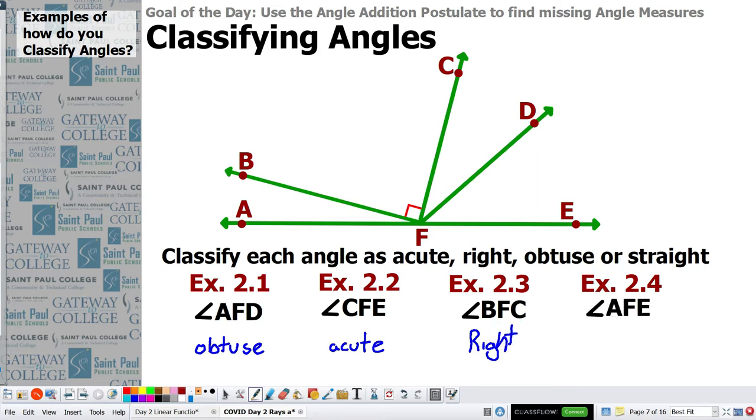And the last one, AFE. Notice that just makes a straight line. That's 180 degrees. A straight line is 180 degrees, a straight angle.